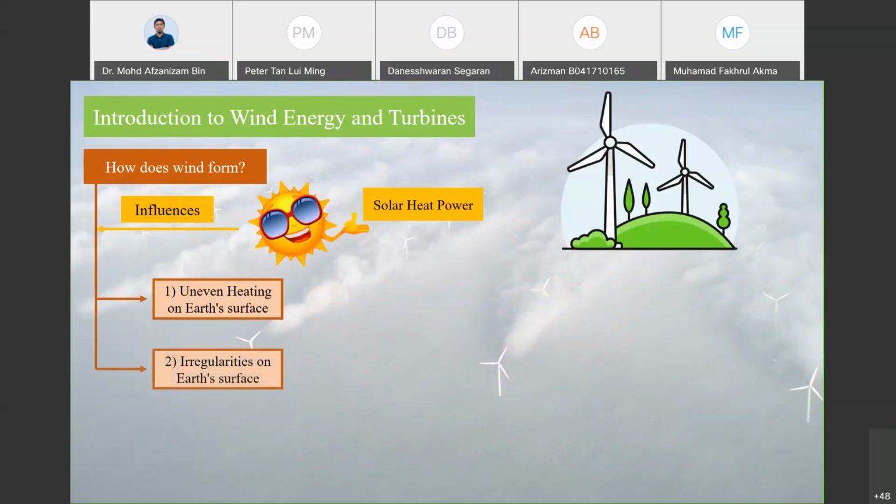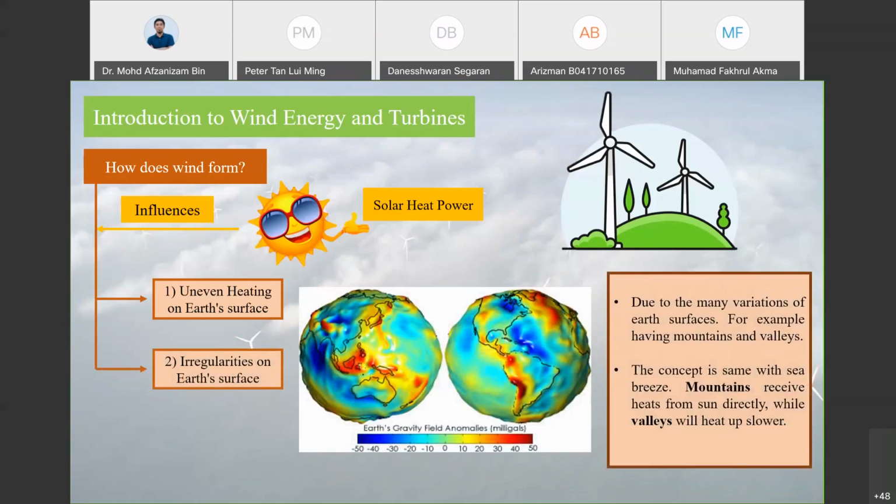The next reason is due to the irregularities on Earth's surface. On Earth, there's high ground and low ground, mountains and valleys. Higher ground will absorb heat more easily compared to lower ground, as the lower ground will sometimes be blocked by the shadow of the high ground, mountains, and so on. This concept is the same as the first one, uneven heating. The uneven heating will cause air currents to flow around.